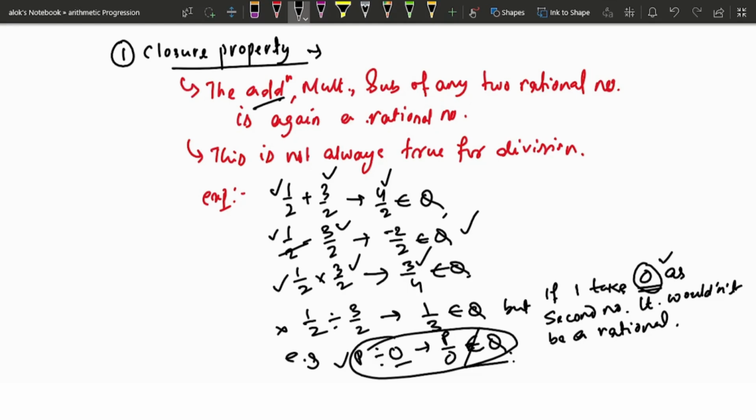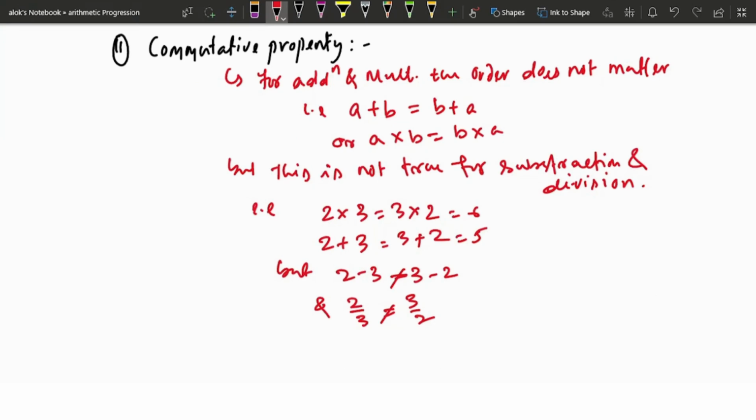The next one is the commutative property. During addition and multiplication of rational numbers, the order does not matter. Like 2 multiplied by 3 equals 3 multiplied by 2, which equals 6, and similarly the addition of 2 and 3, or 3 and 2, always gives 5. But this is not true for subtraction and division.